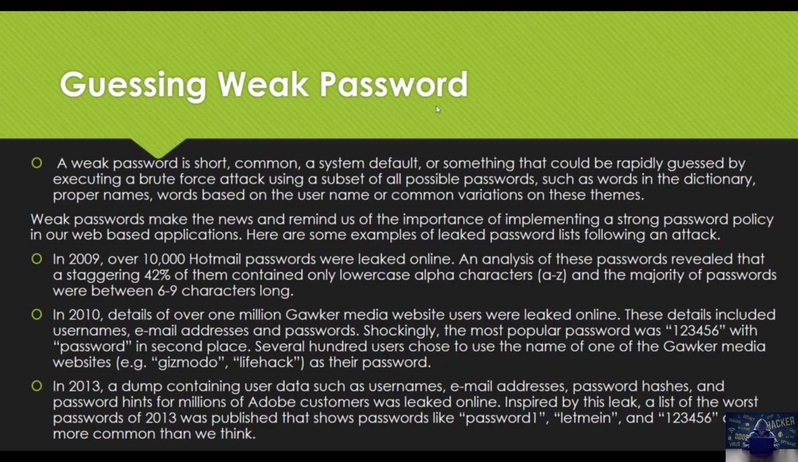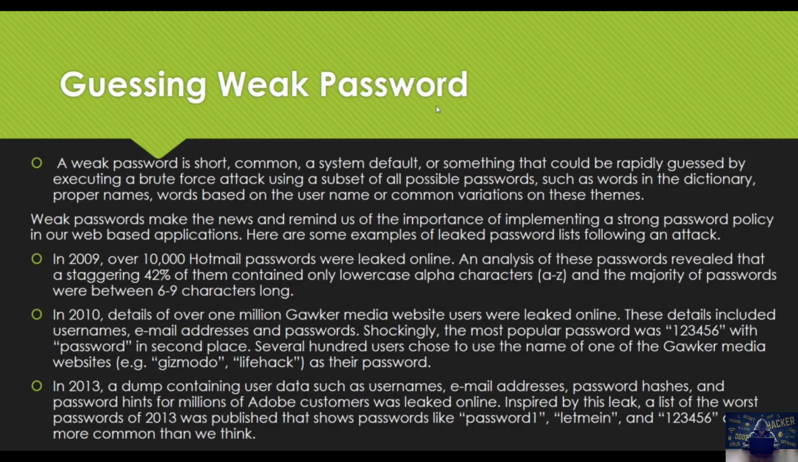In 2009, over 10,000 Hotmail passwords were leaked online. An analysis of these passwords revealed that a staggering 42% of these contain only lower case alpha characters, meaning only lower case alphabets were used in 42% of the passwords, and the majority of passwords were between 6 to 9 characters long, and that is really short.